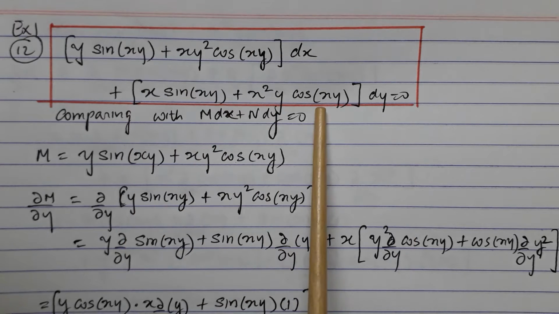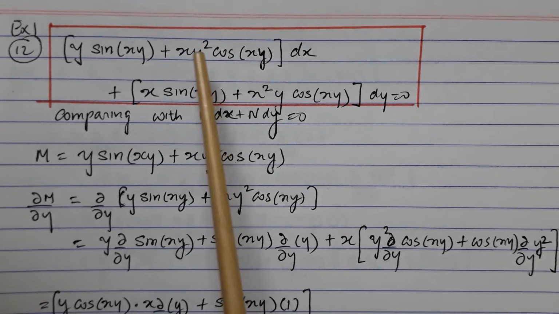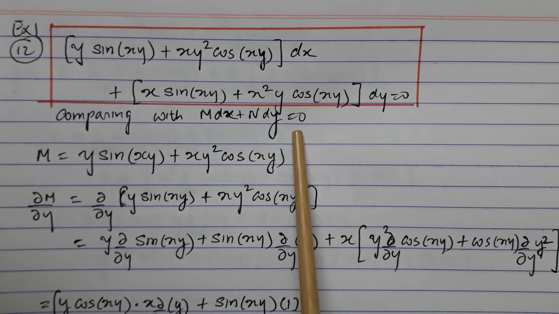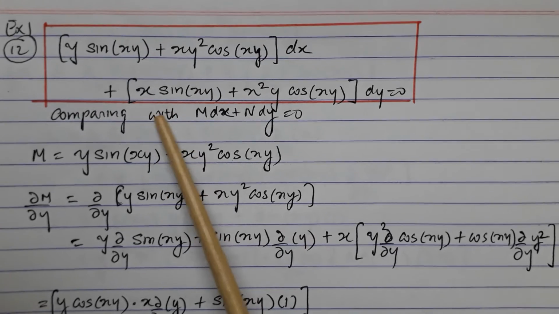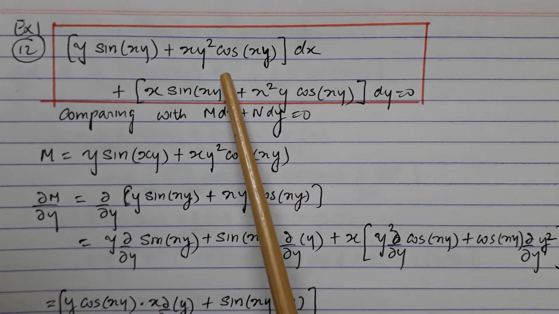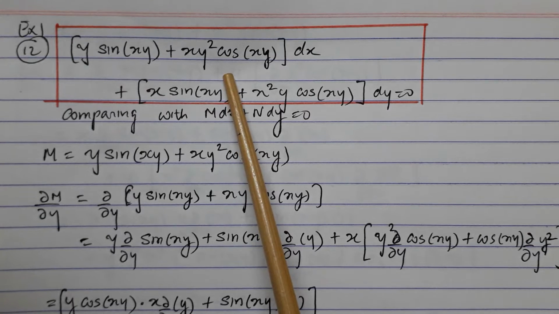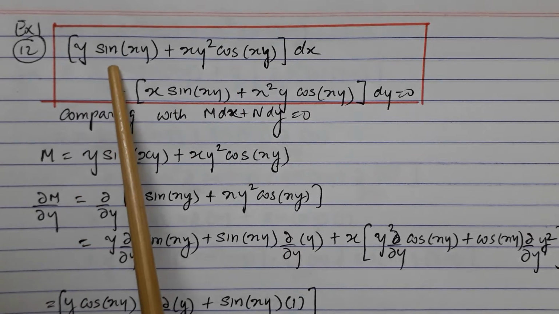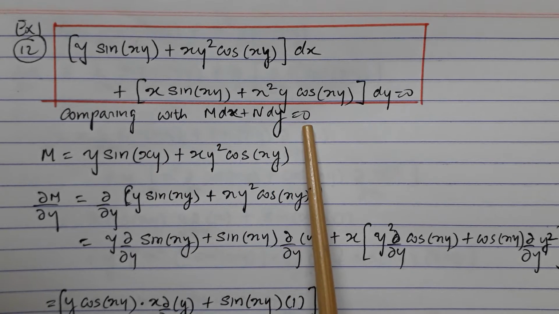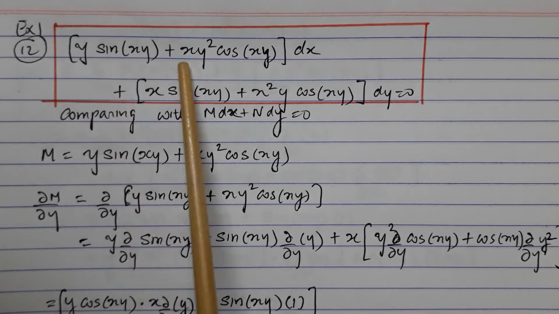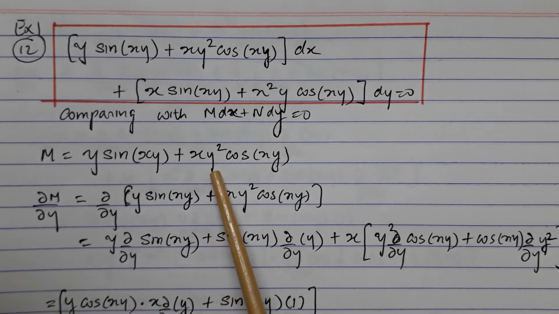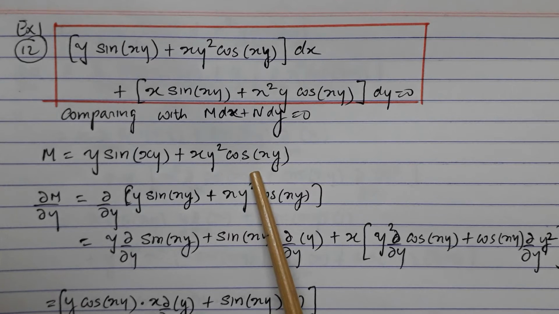Now the given equation is of the form M dx + N dy = 0. So let us first prove that it is an exact differential equation. So here, comparing this equation with M dx + N dy = 0, we get M = y sin xy + xy² cos xy.